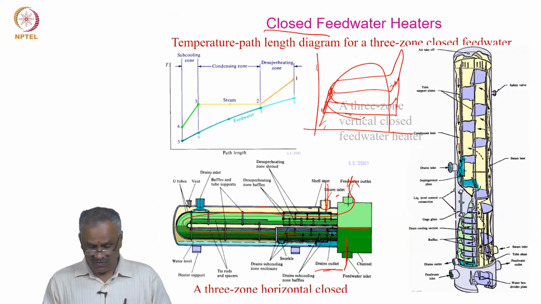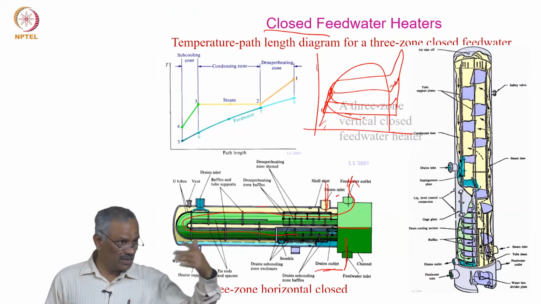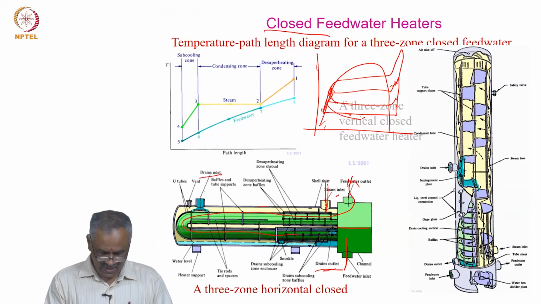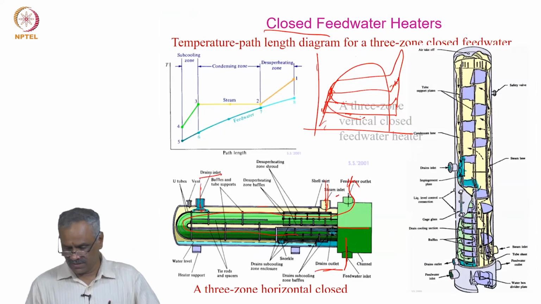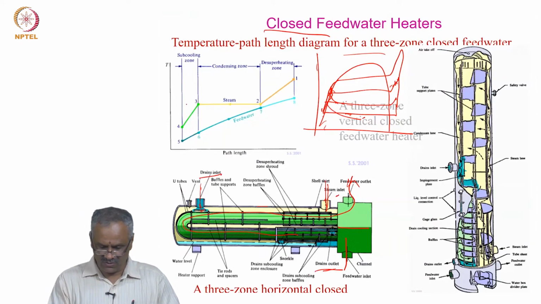But apart from one drain inlet, the drain can come from another feed water heater also. This is the drains inlet, this again comes here from the previous one, and this goes out. There are several of these. You can have the vertical also. In high pressure you have 3 zones: here we call the subcooling zone, the condensing zone, and the desuperheating zone.